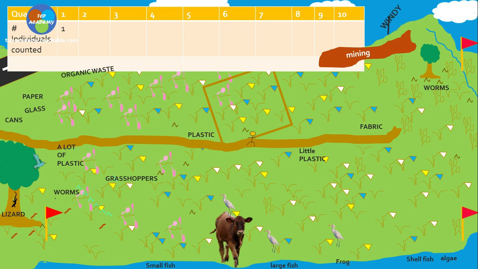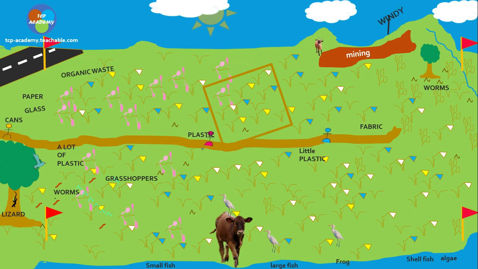Now, having done that, the next thing we are going to be doing is recording our observation. So for the first quadrant, let's go back up. For the first quadrant, if you observed here, we have 4 yellow plants, 1, 2, 3, 4, 2 blue plants, 1, 2 white plants, 1 pink plant.